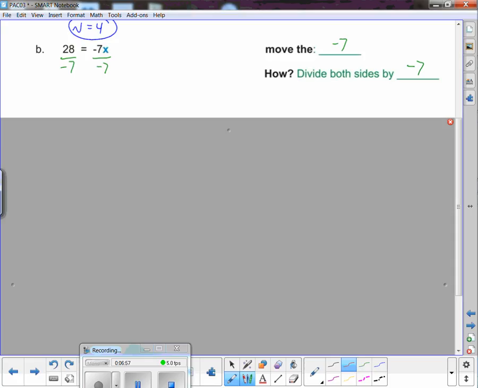Well, we all know -7 divided by -7 is 1. That leaves me 1x. That's what I want. Positive divided by a negative is a negative, and 28 divided by 7 is 4, so -4 equals x. And the shortcut's really nice. It works very, very nice. It's very, very handy.